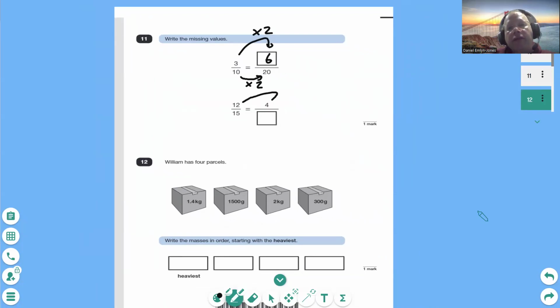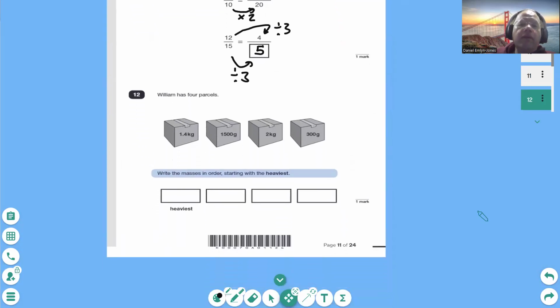What do we divide 12 by to get to 4? By 3. Okay, so that means 15 divided by 3 as well. And 15 divided by 3 is 5. Done. So you can divide and multiply by whatever you want.